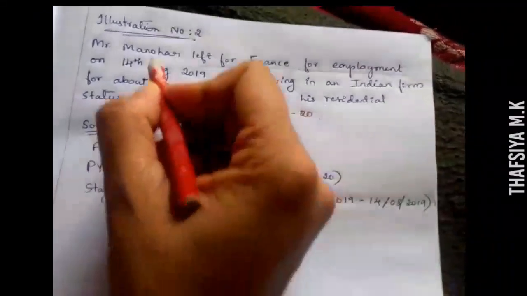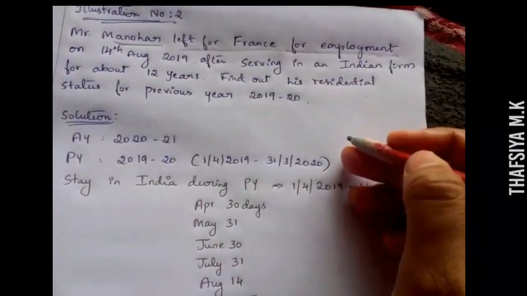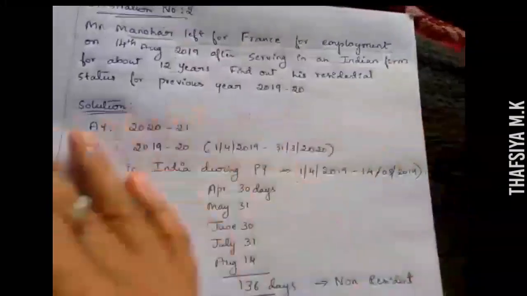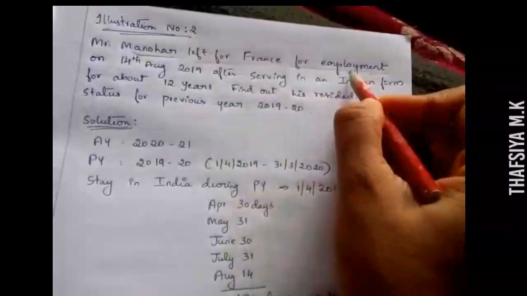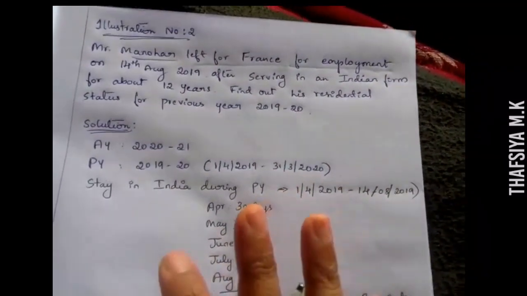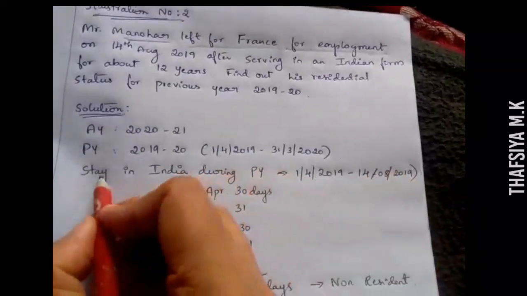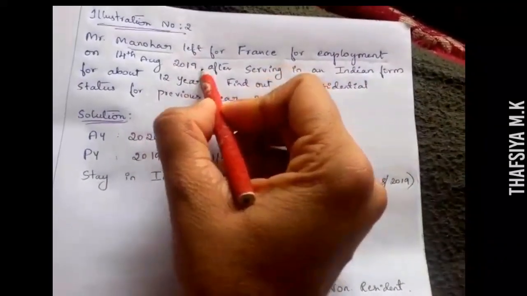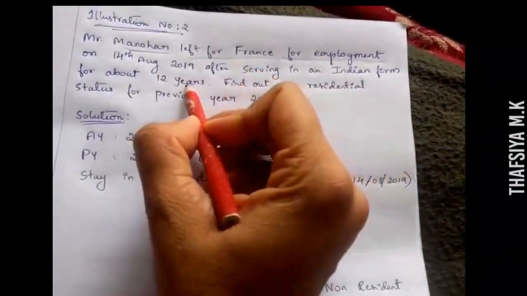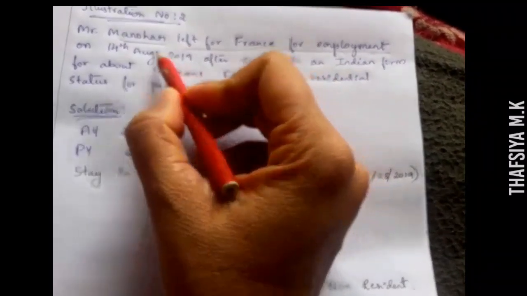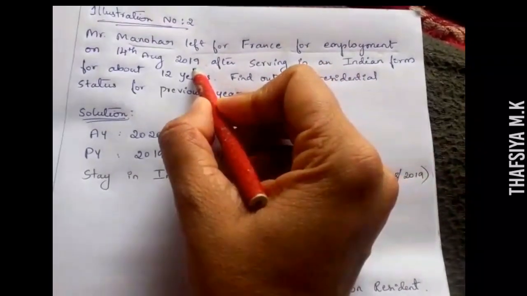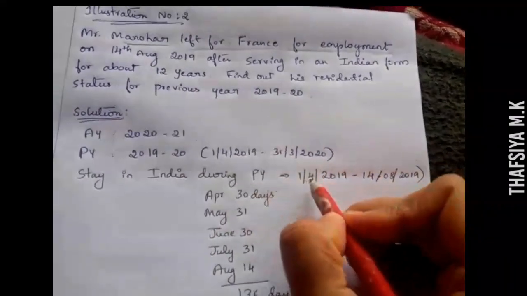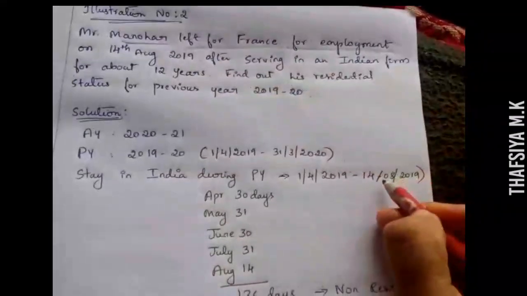To find the residential status of an individual, we have to apply the basic condition to become a resident. For this Manohar, only the first condition must be fulfilled to become a resident: stay in India during the previous year. He left India on 14th August 2019. Before that he was in India for 12 years. Till 14th August he was staying in India. So in the previous year, from 1st April 2019 till 14th August 2019, he was in India.